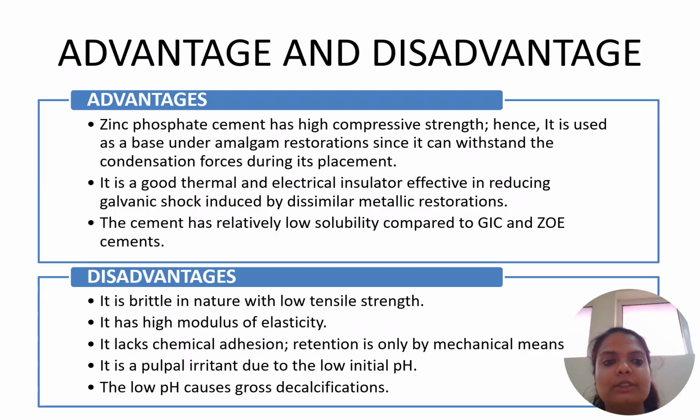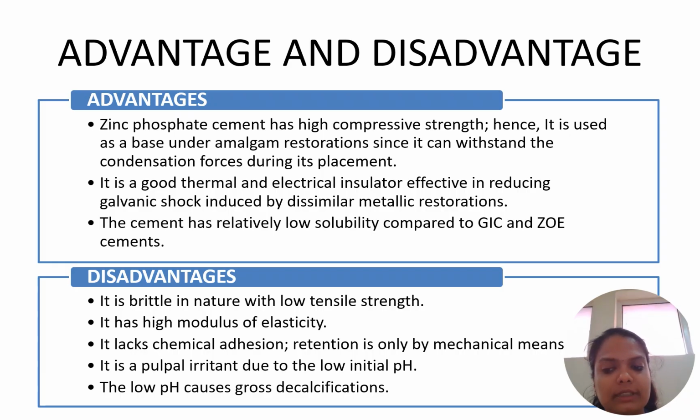Advantages and disadvantages of zinc phosphate cement. The various advantages include that it has high compressive strength and therefore can be used as a base under amalgam restoration and can withstand condensation forces. It is a good thermal and electrical insulator, effective in reducing galvanic shock induced by dissimilar metallic restorations. The cement has relatively low solubility compared to GIC and zinc oxide eugenol.